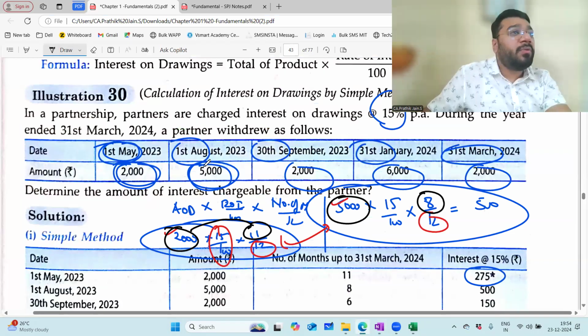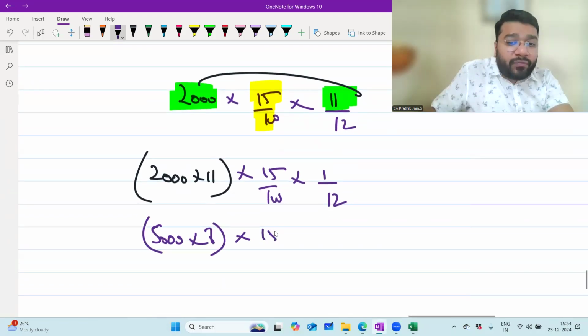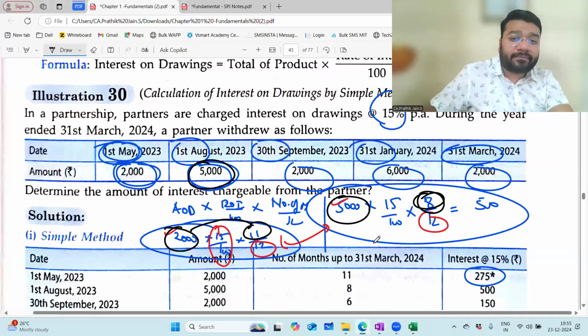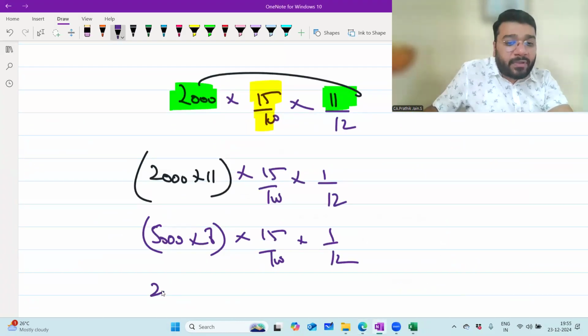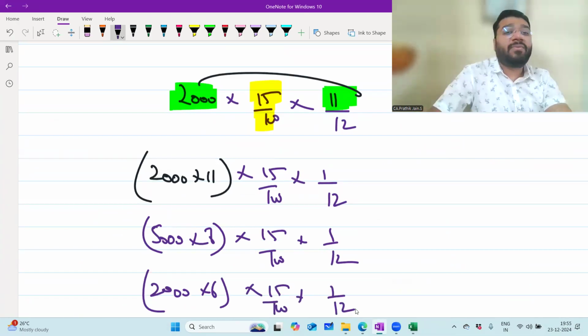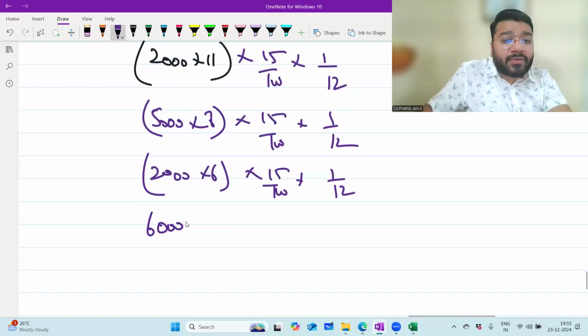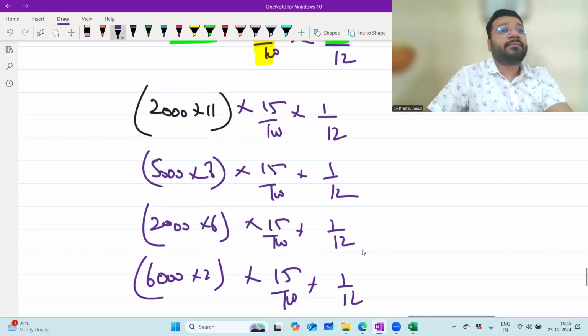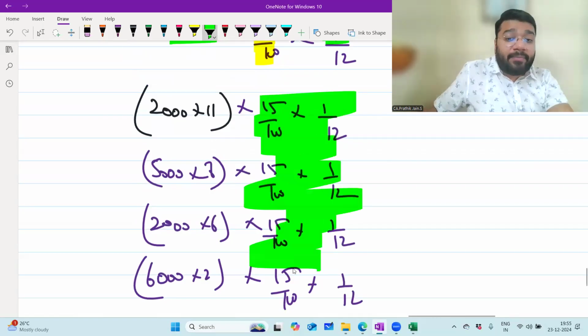Now what happened? In the second question, what is changing? So 5,000 will change, 8 will change. So 5,000 into 8 into 15 by 100 into 1 by 12. Then 2,000 into 6 into 15 by 100 into 1 by 12. Then 6,000 into 2 into 15 by 100 into 1 by 12. In this, what is getting repeated again and again? This entire thing is getting repeated.